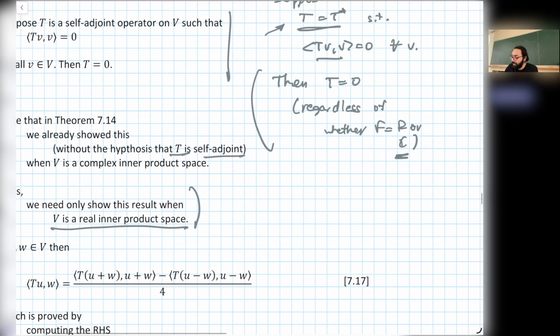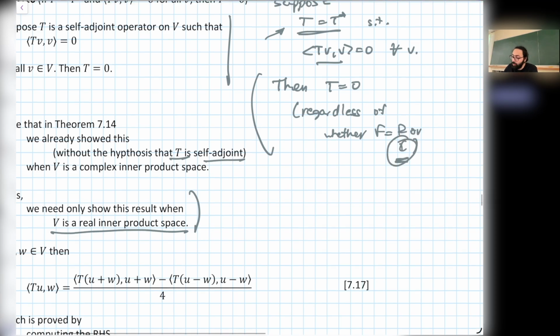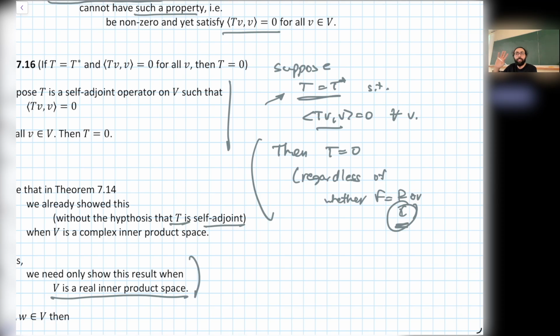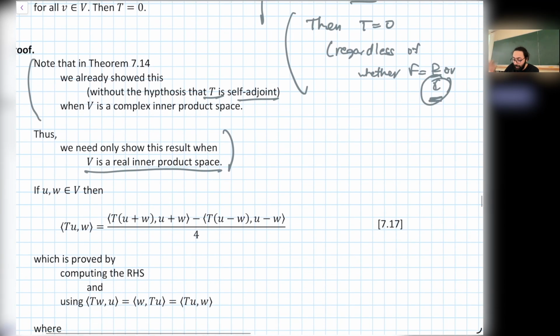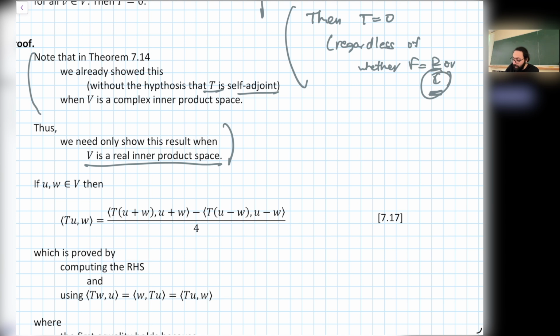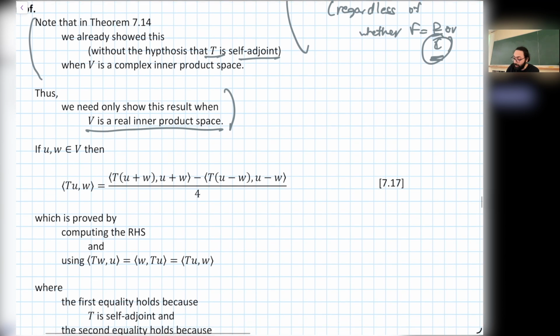So for the complex case, do you agree we don't have anything to prove? Because we already showed that even without the hypothesis, the statement is true. So now we're going to look at the real space, and then we'll see how to prove it. If the vector space is real, then we're going to do the following. Suppose F is the real space.